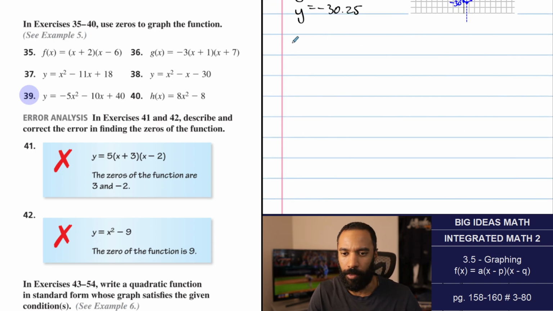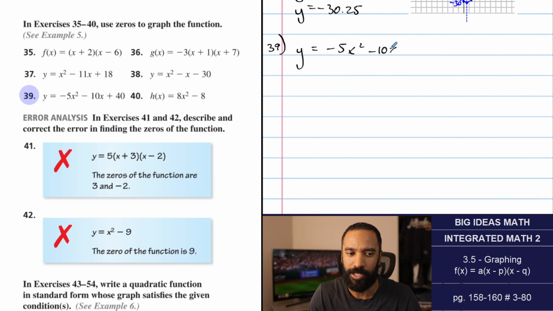We have a difference of 2 squares. Oh, excuse me, we have a GCF here. 40 looks like we have a difference of 2 squares. 39, we have y equals negative 5x squared minus 10x plus 40.